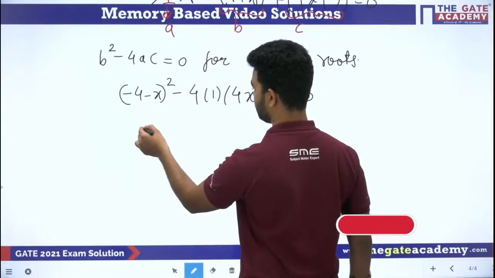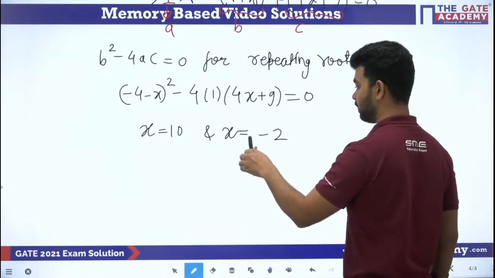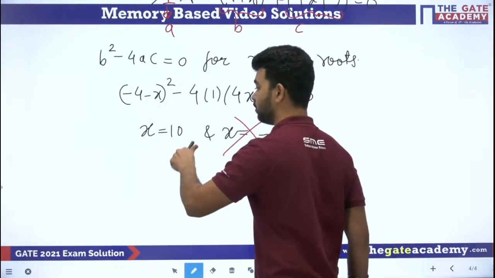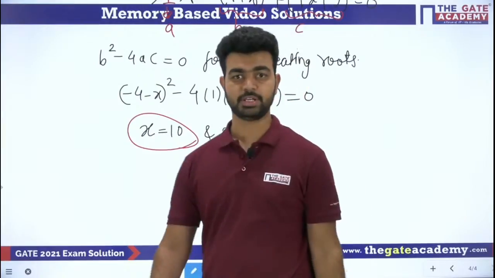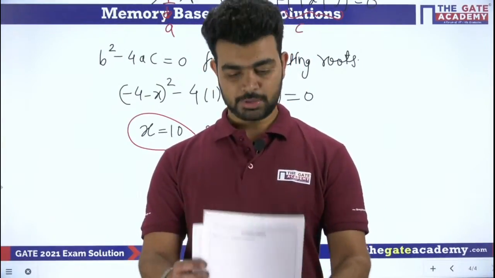If you solve this one, you will get the answer x is equal to 10 and x is equal to minus 2. But we will not take this value, we will take this value. You have to solve this question after that. It is a very easy form now. Okay, fine. So can we proceed to the next question?